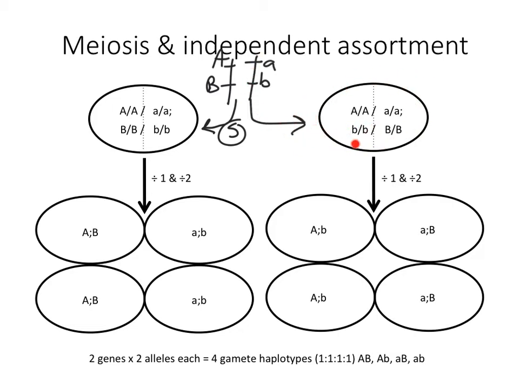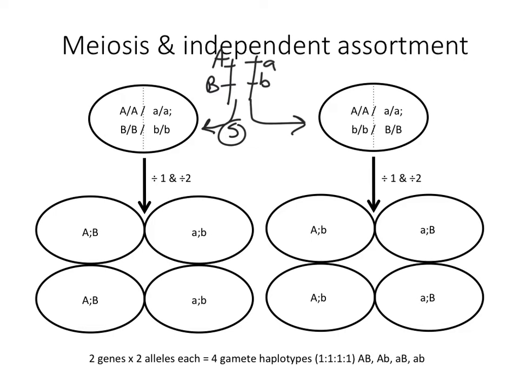Or after synthesis, at meiosis 1, the capital letter A's might line up on the same side of the cell with the lowercase b's. And that's how we get to the situation where we have 4 different haplotypes: the big A's with the big B's, little a's with the little b's, big A's with the little b's, and the little a's with the big B's. That's independent assortment. 4 types of gametes from a dihybrid, 4 distinct haplotypes, all 4 possible combinations.